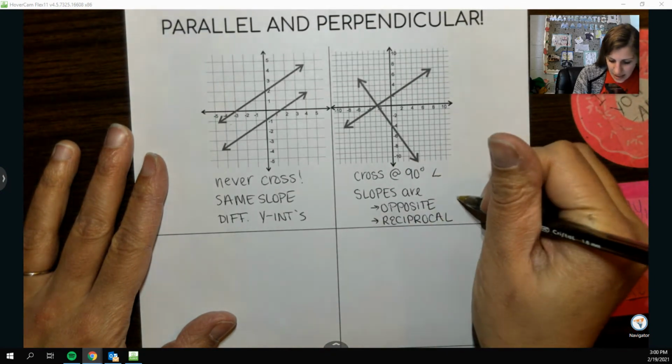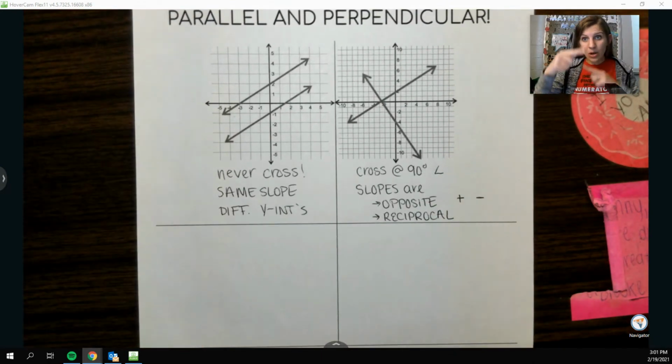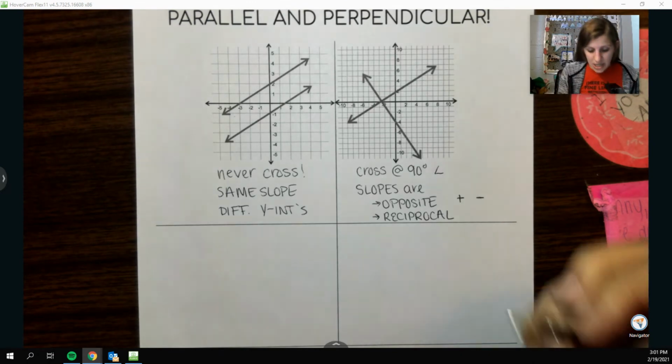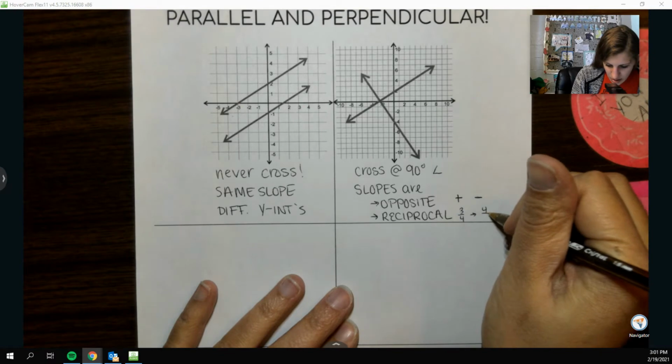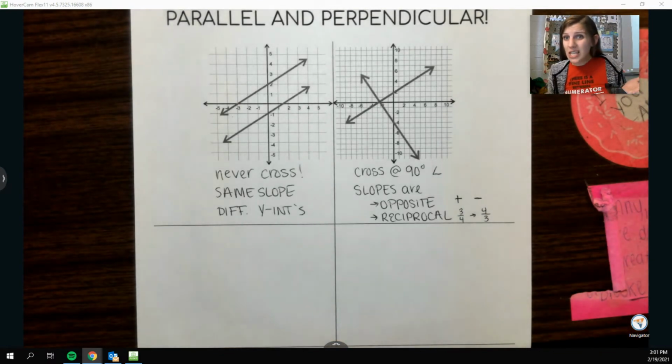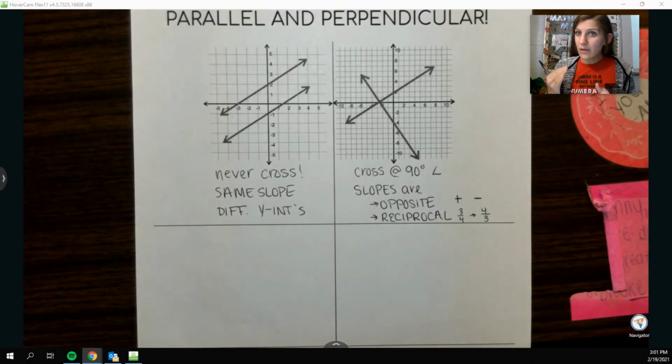What opposite means is one is positive and one is negative. And what reciprocal means is I flip it over. So if it's 3/4, now it's 4/3. And if it's just a number, there's always a 1 under. So if it was 3, when I flip it over, it's 1/3.